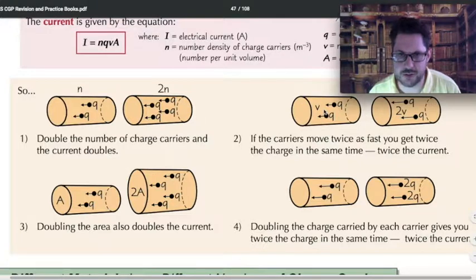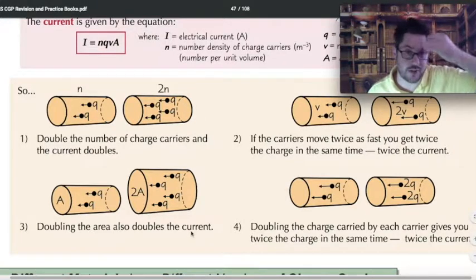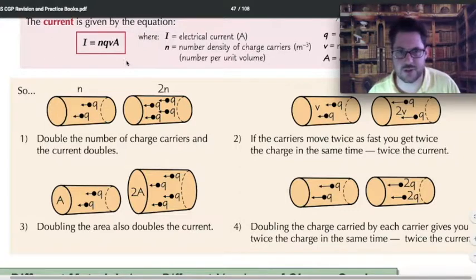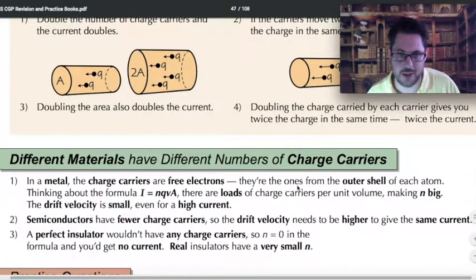So if we double V, what are we saying here? If we double V, then you double I, provided N, Q and A stay the same. So doubling the error also doubles the current. Okay, so what we're saying is all these terms are either proportional or inversely proportional to each other, which we know. Okay.